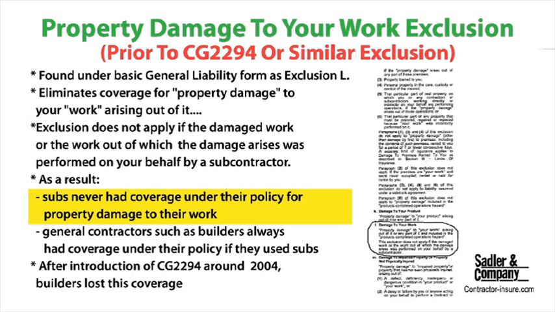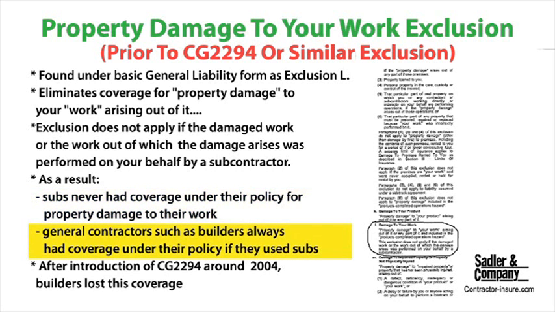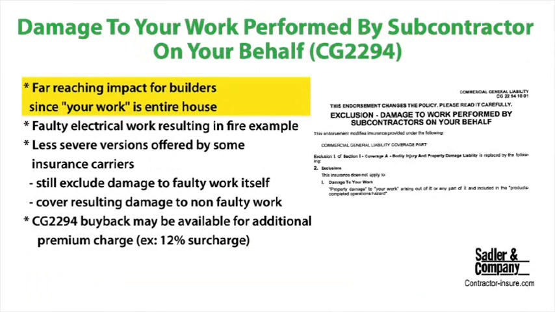In other words, this property damage exclusion does not apply to a builder that subs out its work. This meant that the General Liability policy provided much broader coverage to a general contractor as opposed to a subcontractor. But around 2004, most insurance carriers that provided general liability policies for builders started adding Exclusion CG 2294 or a similar endorsement to the policy. This takes away the special coverage exception for general contractors such as builders and leaves them without important coverage for property damage to their work. Exclusion CG 2294 has a far-reaching impact on builders. The reason is that a builder's work is the entire house.